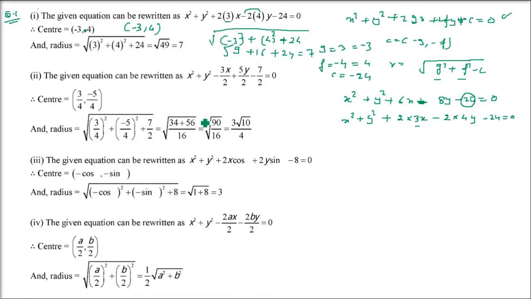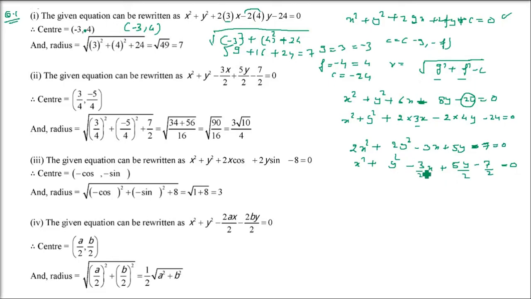I hope you got the idea how we do it. The second equation also has some trick or concept here. The equation is 2x square plus 2y square minus 3x plus 5y minus 7 equals 0, where I took the 7 to the left hand side. Now the coefficient of x square and y square has to be 1, but here it is 2. So divide the whole equation by 2. So x square plus y square minus 3 by 2 x plus 5 by 2 y minus 7 by 2 equals 0.